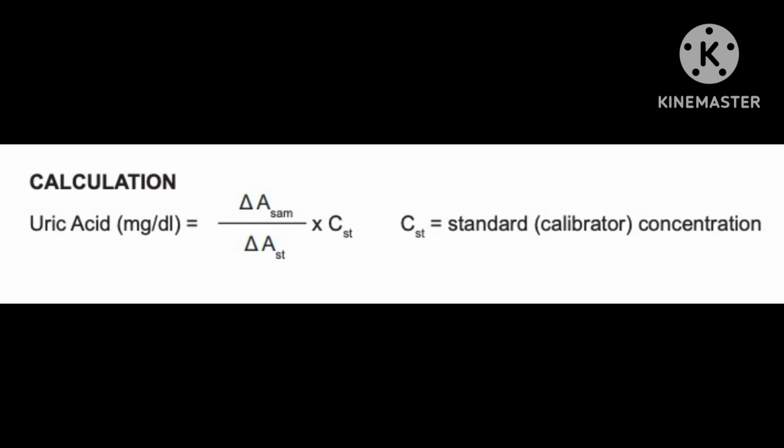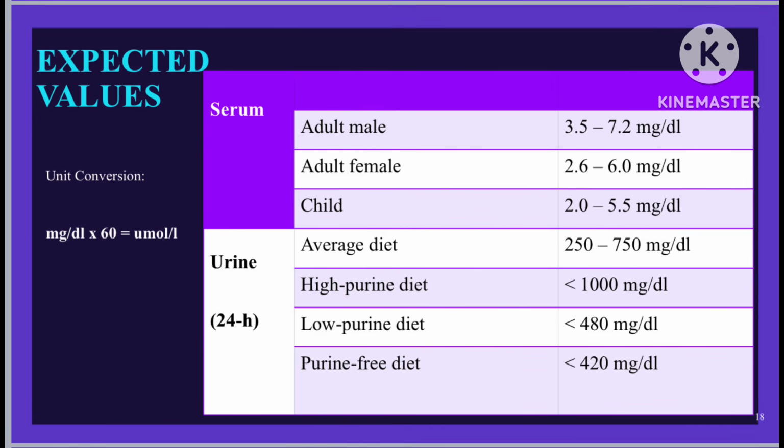The uric acid milligrams per deciliter, what you need to do is just substitute the change in absorbance of the sample over the change in absorbance of the standard. Multiply the concentration of the standard. I will be writing in the board during your laboratory activity about the standard or the calibrator's concentration so that you can compute. Class, the expected values that I placed here come from the reference ranges provided by our manufacturer, the reagent that we are using for this activity.